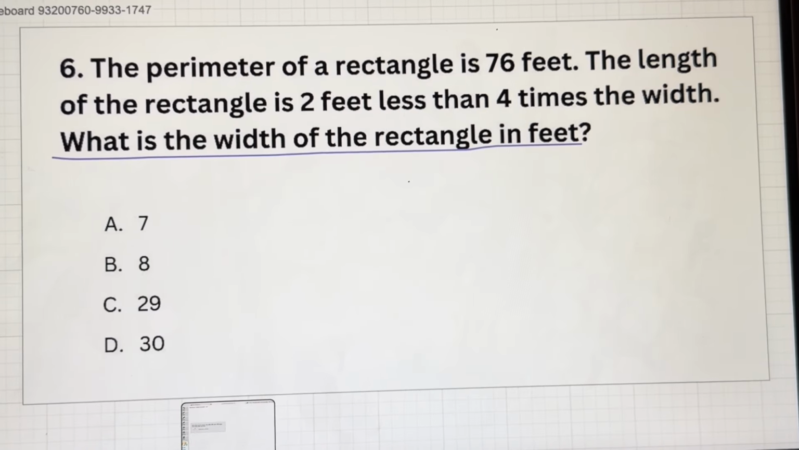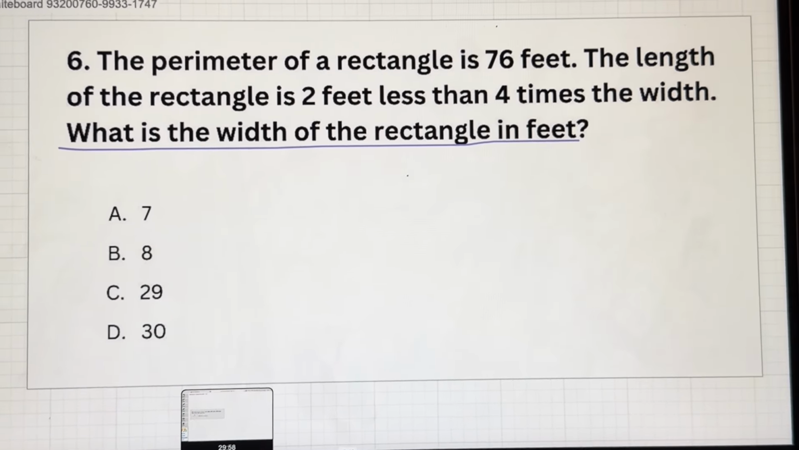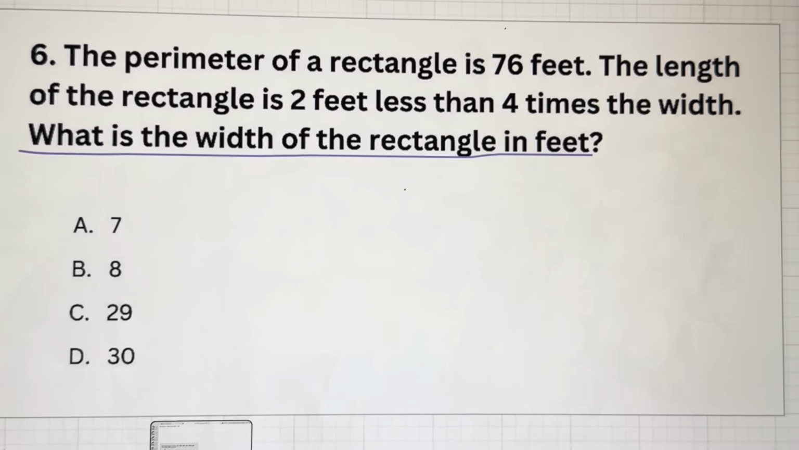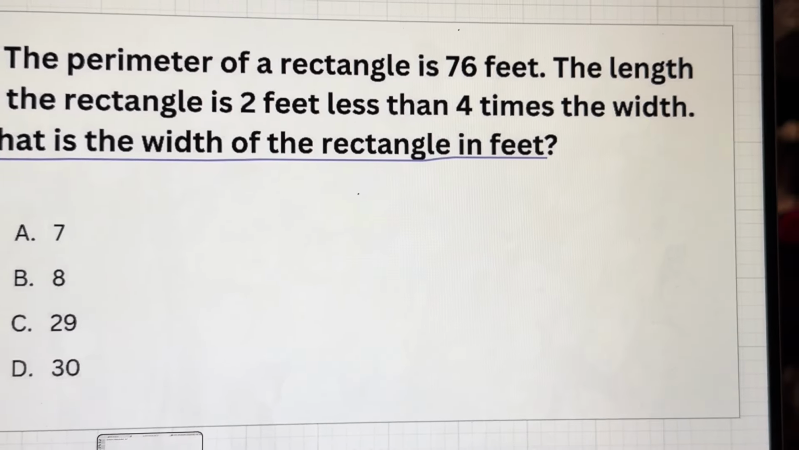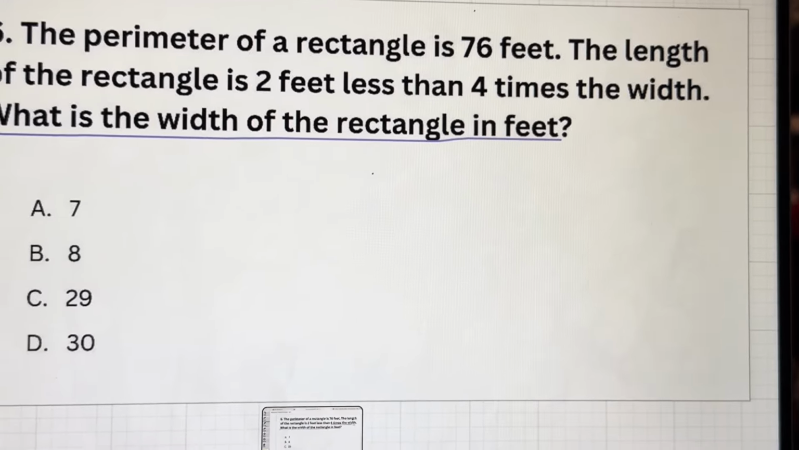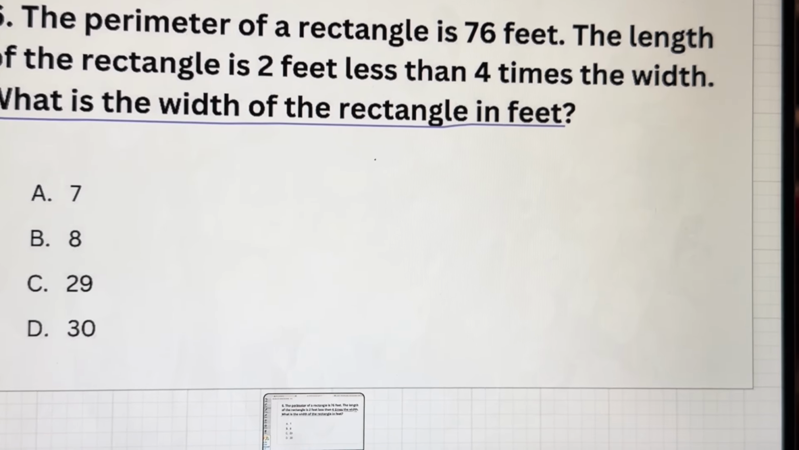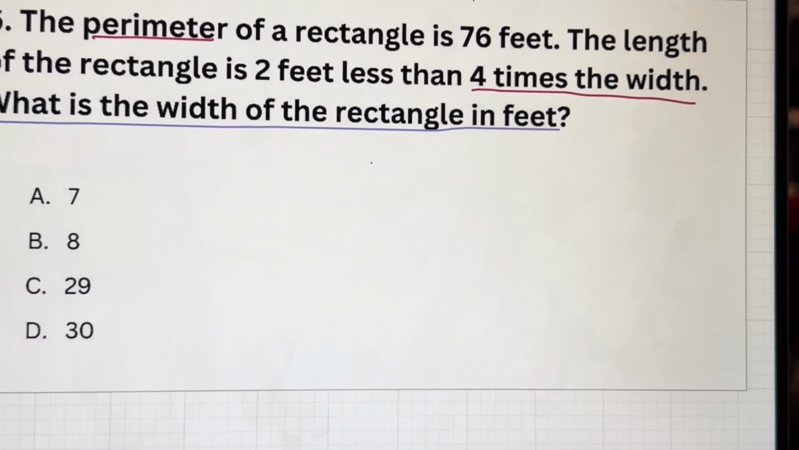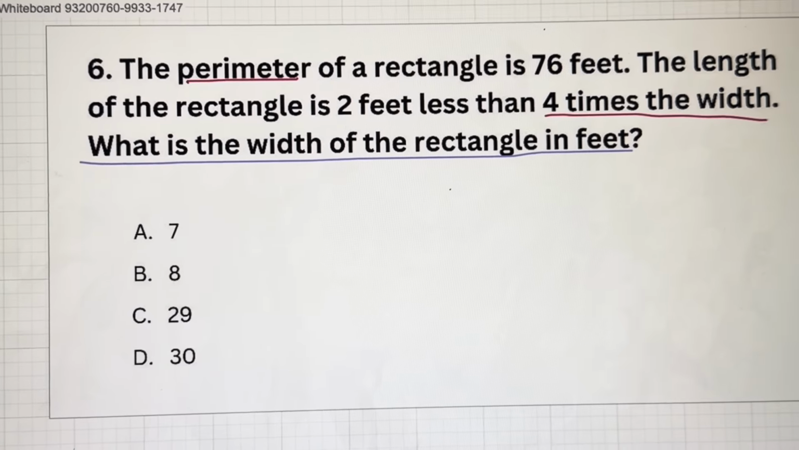But I love it. You're underlining what we're solving for. What are we solving for here, Bailey? The width of the rectangle in feet. Absolutely. The width of the rectangle in feet. And the length is going to be 4 times the width minus 2. That's going to be a lot bigger than the width. Does that make some sense?